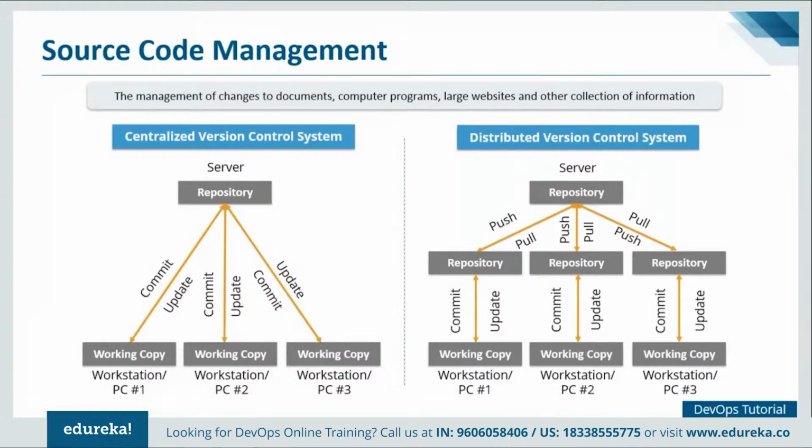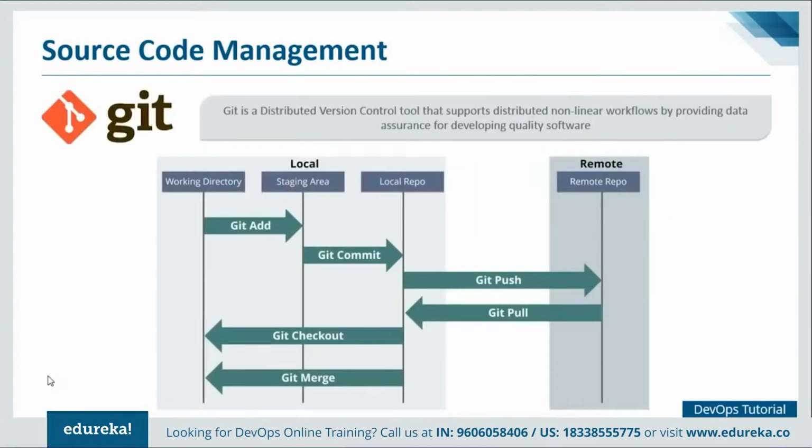For now, I'll move forward and we're going to focus on a source code management tool, a distributed version control tool that is called Git. Now, before I move forward, guys, let me make this thing clear. So when I say version control or source code management, it's one and the same thing. Let's talk about Git now.